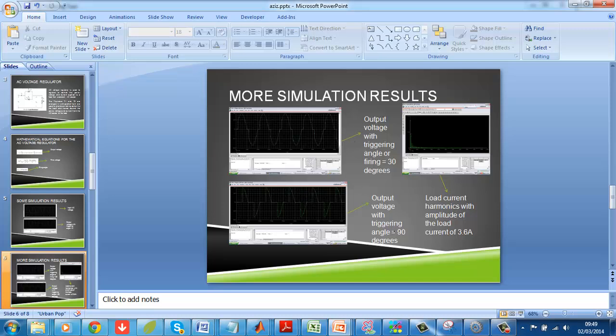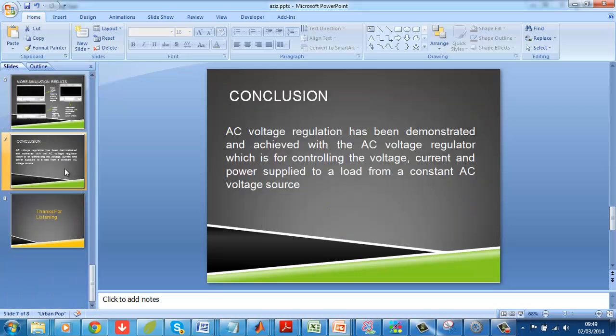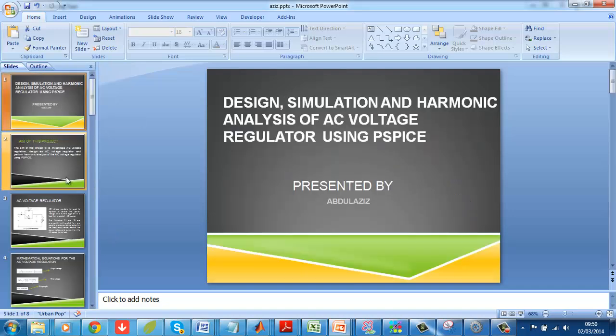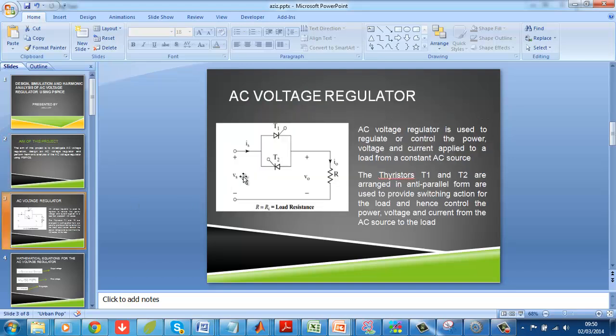So what we have been able to show in conclusion is that AC voltage regulation has been demonstrated and achieved with the AC voltage regulator, which is for controlling the voltage, current, and power supplied to a load from a constant AC source. So we have said that an AC voltage regulator is used to control the power, the voltage, and the current that is supplied to a load from an AC source.